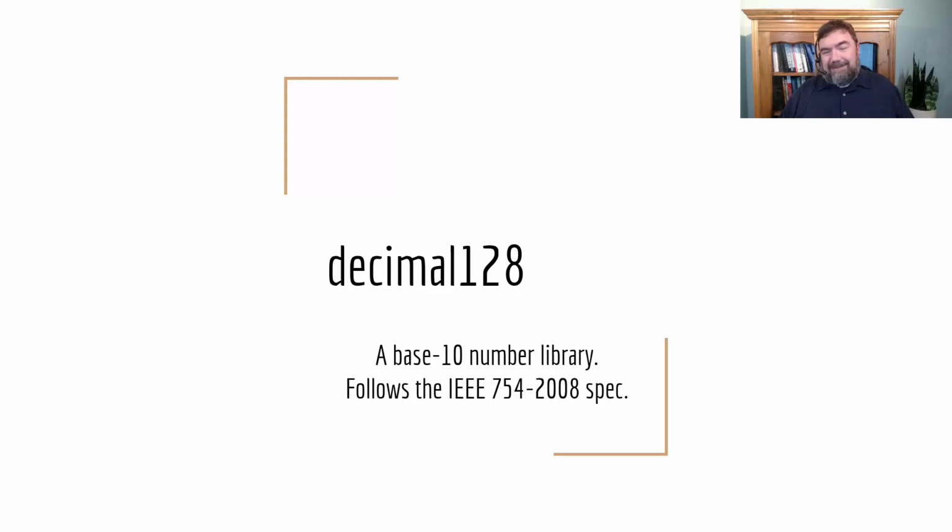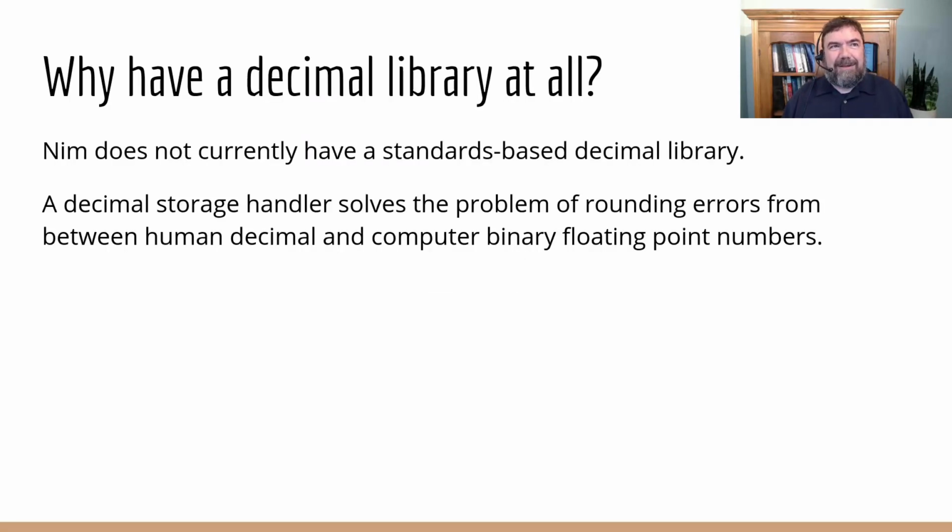Which brings up the question, what is a decimal library? Basically, it's a base 10 numbering system. Nim supports floating point numbers, and those are fantastic for many, many uses. But if you are taking information from a project that has a lot of decimal math, and you want to make sure that it is very, very accurate and isn't prone to any rounding errors, a decimal can be a solution for that.